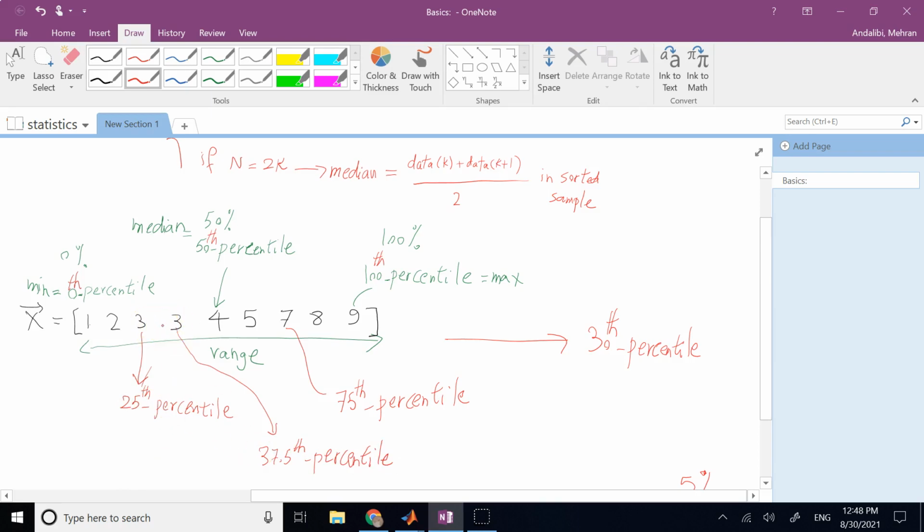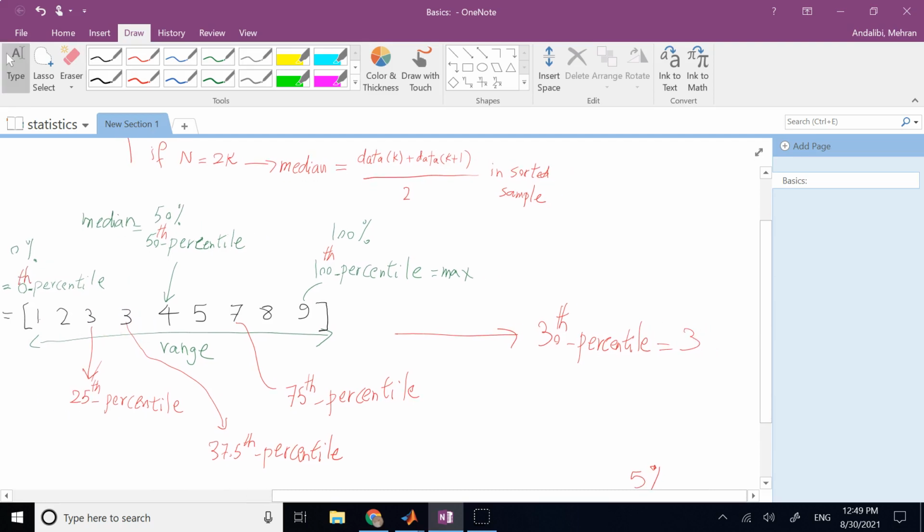Correct? How would you find it? Because there is no such data here that I can assign it to the 30th percentile. You have to do an interpolation here. You have to say if 25 is equal to 3 and then 37.5 is also in this case 3, then 30, which is somewhere between these two numbers, is what? Is a linear interpolation between these two numbers, which in this case also happens to be 3 because the two sides of it are 3.